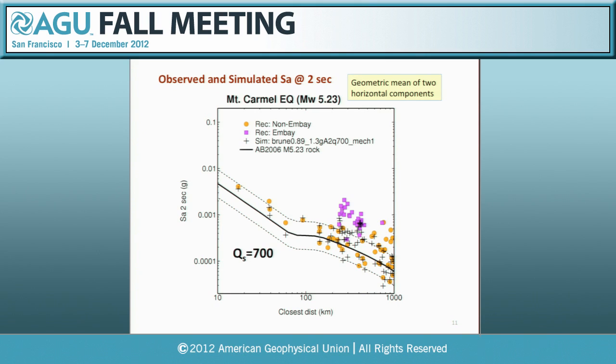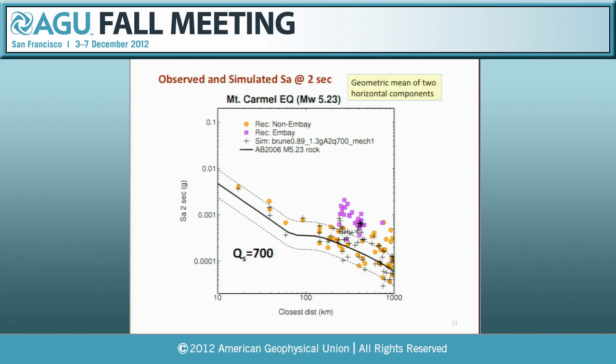Let me skip to the black line here, which is a ground motion prediction equation, Atkinson and Boore, 2006. This is a rock site relation with plus and minus 1 standard deviation. And then the crosses are the simulated values, where I've extracted the spectral acceleration from those waveforms.